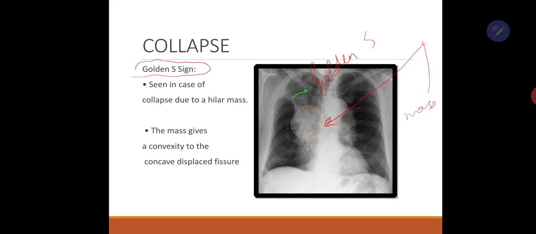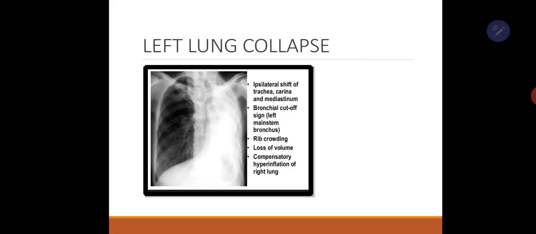The mass gives a convexity. See, this is the convexity given by the mass. The mass gives a convexity to the concave displaced fissure, and thus an S shape is produced, which is known as the golden S sign. Left lung collapse, ipsilateral shift of the trachea, just like we said. See, this is the trachea.